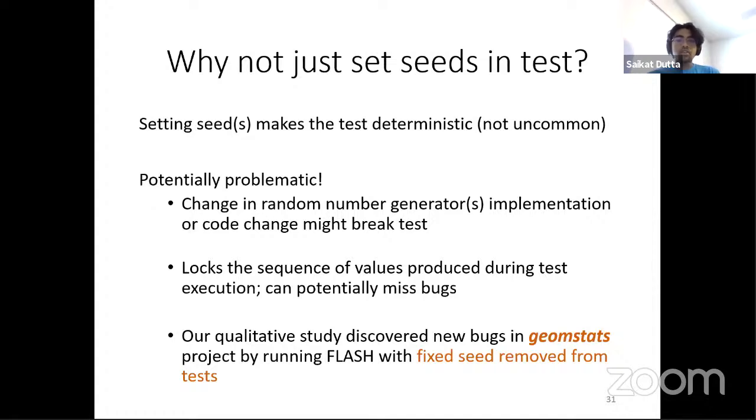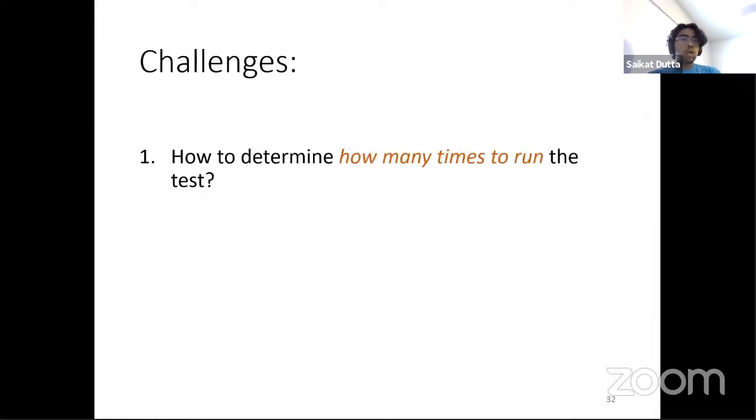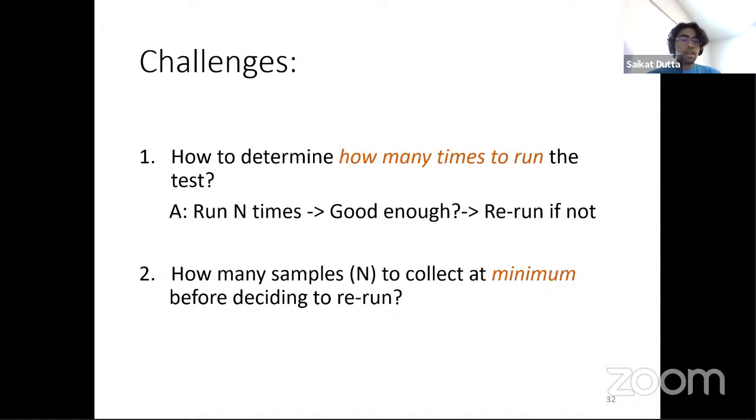So now that we understand why setting seeds may not always be the right approach, and we know the high-level idea behind Flash, there are 2 challenges that we must address to make Flash work. First, how do we determine how many times we want to run the test? Here's a simple strategy. Let's say we run the test n times, and we have some magic way to determine whether that is good enough, and rerun the test if it's not. This brings us to the second challenge, which is how to decide how many samples, at minimum, we need before deciding to rerun.